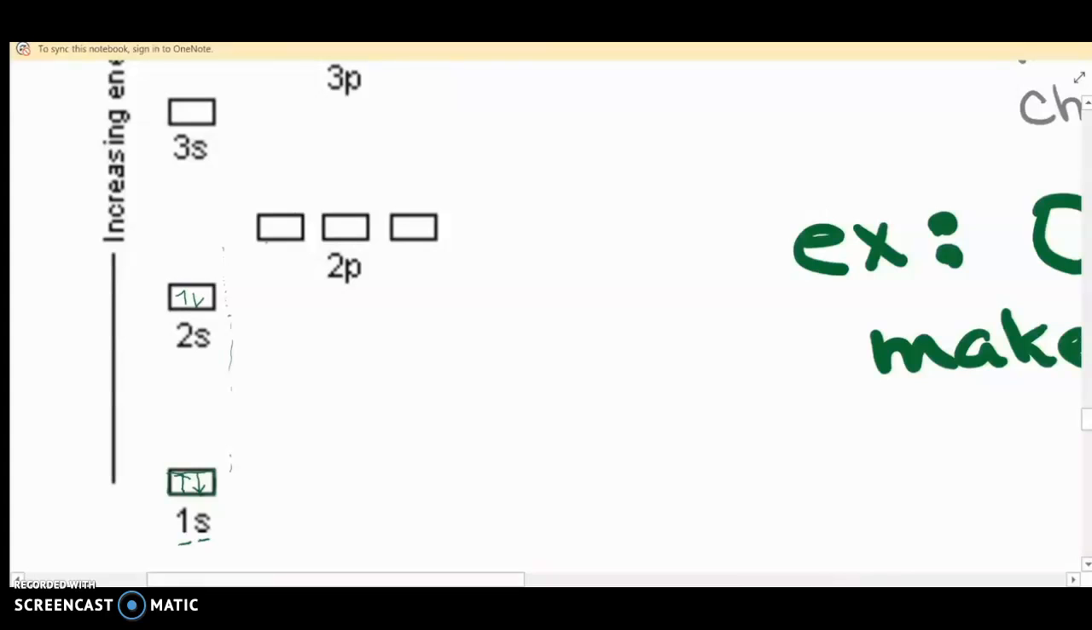And then I hit 3 boxes that are exactly alike. Which one shall I put an electron in? It really doesn't matter. I usually just do the first one first.